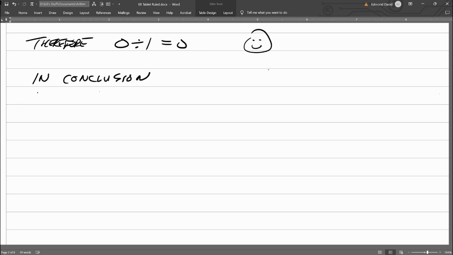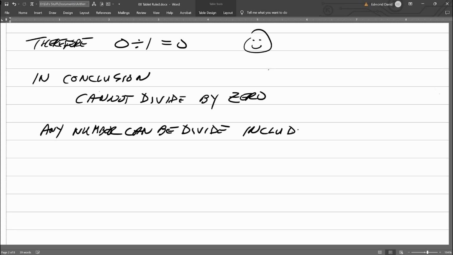In conclusion, the divisor can never be 0. The dividend can be any number, including 0. In the next video, we will discuss division with remainder.